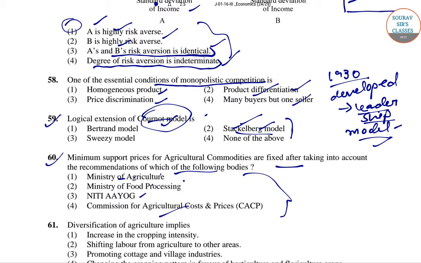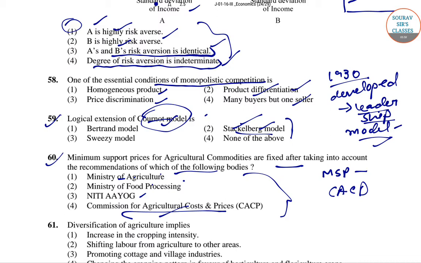We know that the MSP, that is minimum support price for major agricultural products, is announced each year, fixed taking into account the recommendation of the Commission for Agricultural Costs and Prices. So we take CACP, that is Commission for Agricultural Costs and Prices. Now CACP recommends MSPs for 24 important crops.